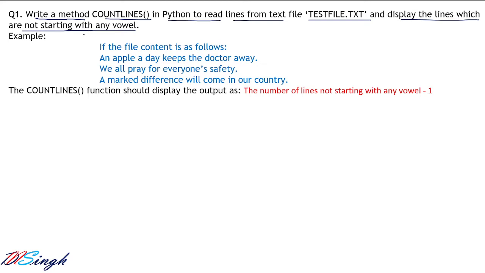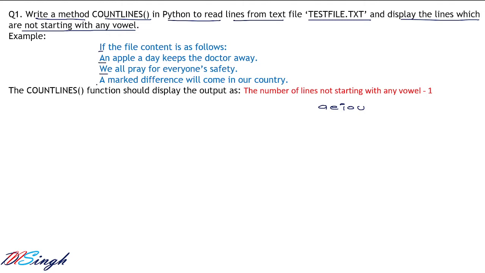Now here we have a different issue, that we are not going to check for uppercase or lowercase. We need to check if it is not starting with vowel. So how many vowels we have? We have vowels like a, e, i, o, u. These are the vowels.